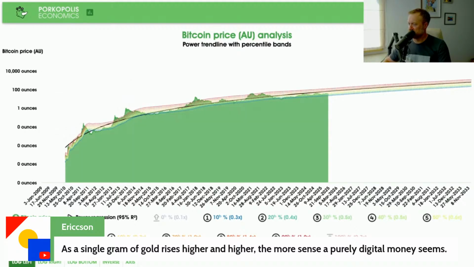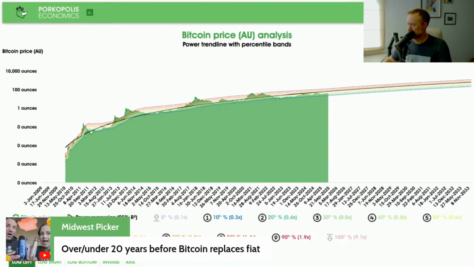It's an interesting comment. As a single gram of gold rises higher and higher, the more sense a purely digital money seems. I'll give it the under. I'll give it the under there. We'll come back to this. It's a good question. I'll give it the under.